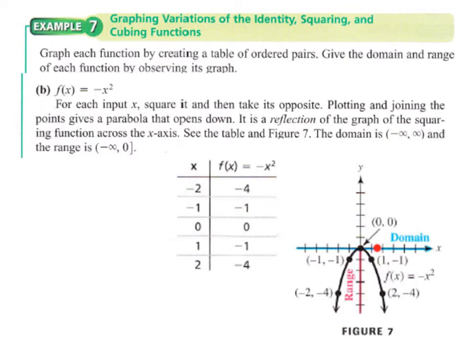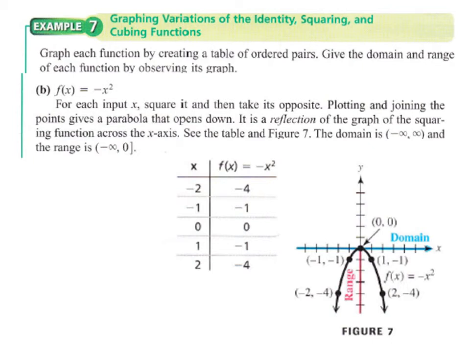Again, the domain is all possible x values. Again, the arrows on both ends of this go down and out. So down and to the left, down and to the right. So left and right are completely covered. So the domain is -infinity to infinity.